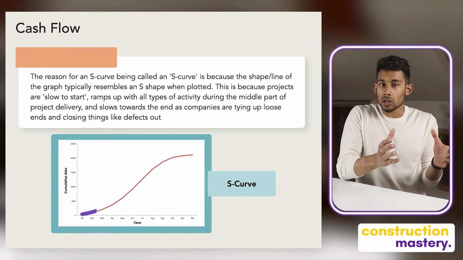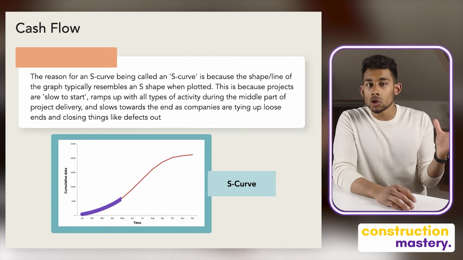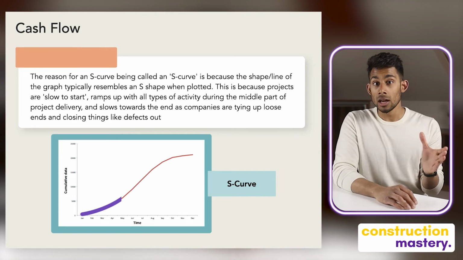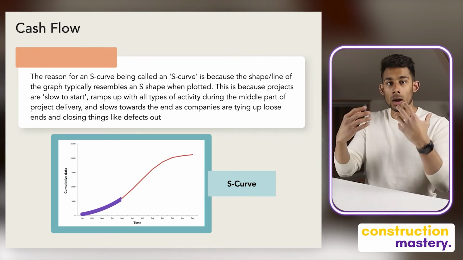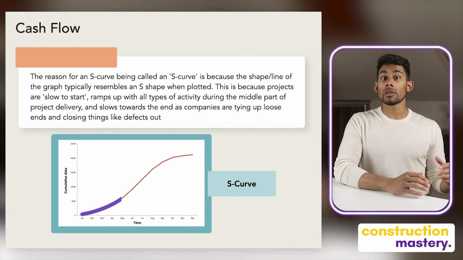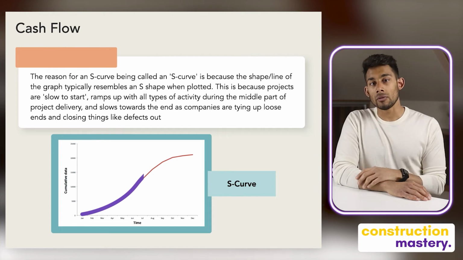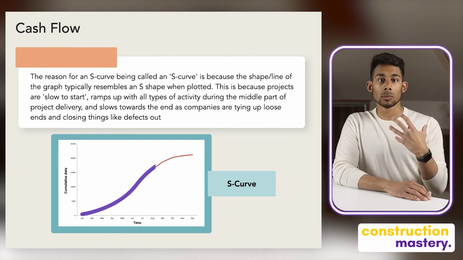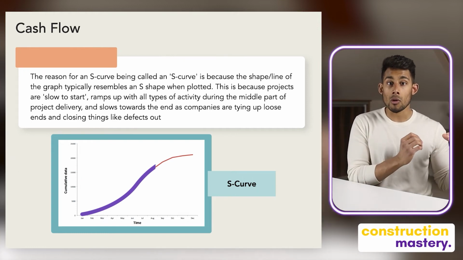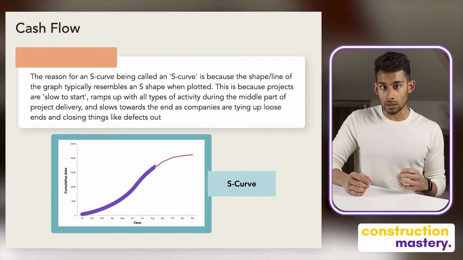This is because projects are slow to start. The wheels are just beginning to turn, team members are just starting to engage in the first phase of the construction project, which can be slow before more and more trades start working and more cost is expended. As more progress is made, the growth accelerates rapidly, creating that upward slope that forms the middle part of the S. This point of the maximum growth is called the point of inflection. And during this period, construction ramps up with all types of activity, and many of the major costs are incurred.